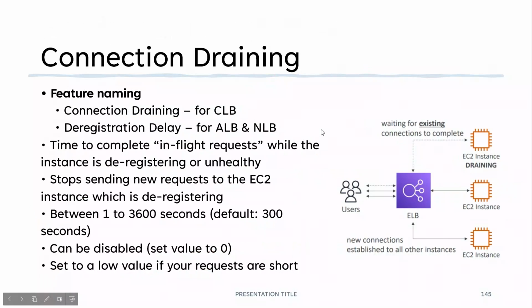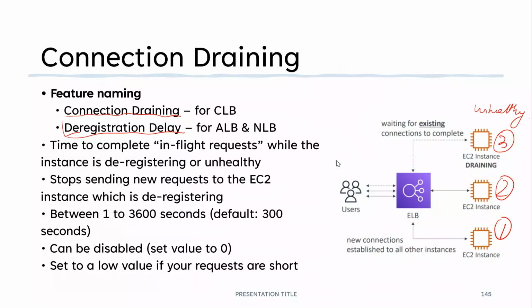So let us talk about connection draining. The feature is named connection draining for CLB and deregistration delay for ALB and NLB. So basically the same thing is connection draining for CLB, and the same thing is deregistration delay for ALB and NLB. Now it is the time to complete in-flight requests while the instance is deregistering or unhealthy. For example, your ALB is associated with 3 instances, right? Number 1 over here, number 2 over here, and number 3 over here, right? Now what is happening is this particular EC2 instance is unhealthy.